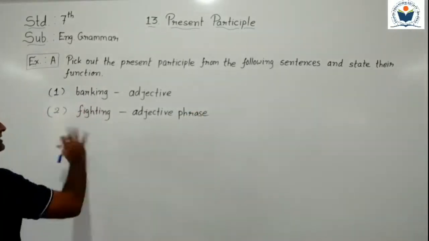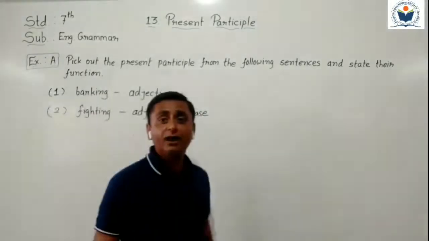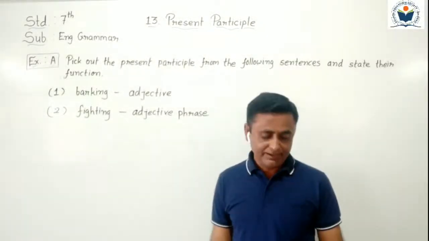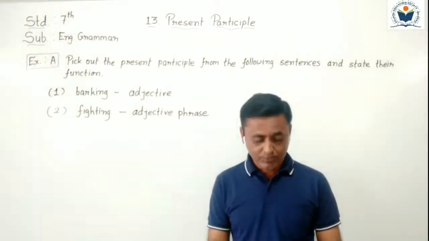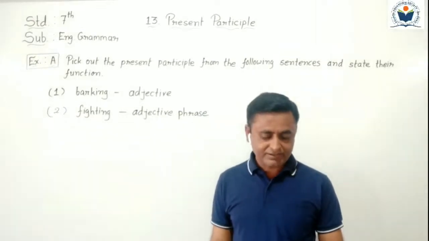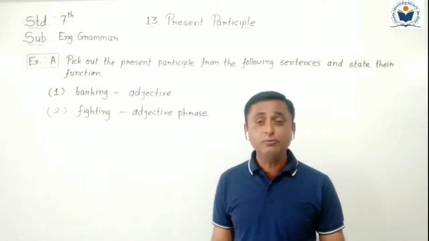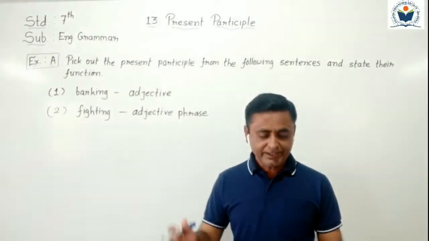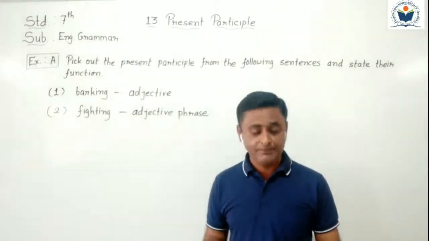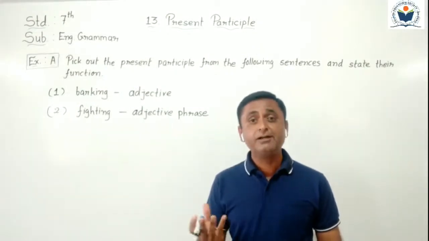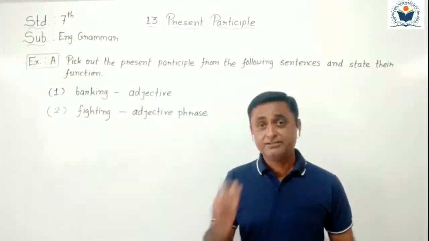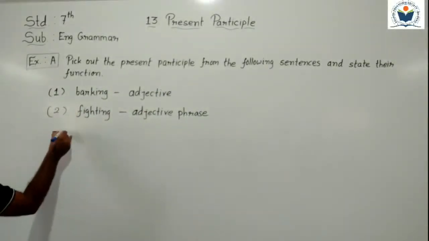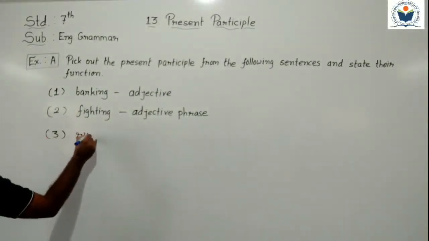Here it is an adjective phrase. Can you understand, students, how to do the exercise? Now the third sentence we have to see. The third sentence is given in your textbook. Running down the stairs, she could hear loud screams. Which is the present participle here? Yes. Third sentence, running is the present participle here.